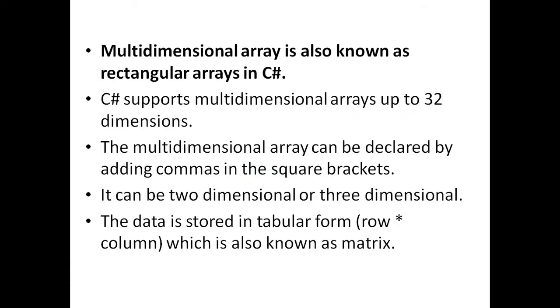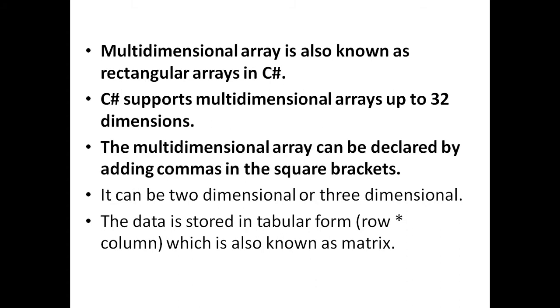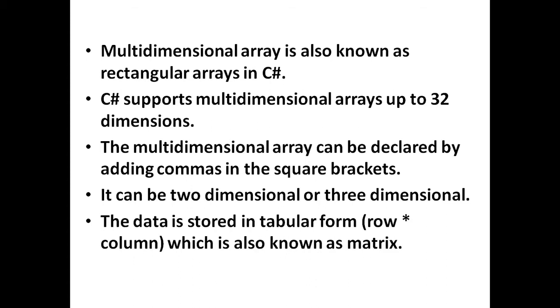Here we will see multidimensional array in C#. Multidimensional array is also known as rectangular array. C# supports multidimensional arrays up to 32 dimensions. A multidimensional array can be declared by adding commas in square brackets. It can be 2-dimensional or 3-dimensional.